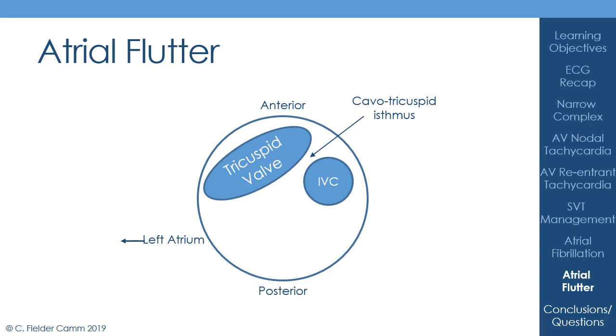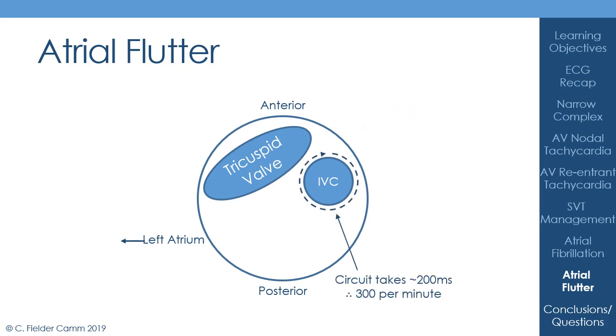And it importantly has to go through this area here, the cavo-tricuspid isthmus, which essentially is a very fancy way of saying the bit of tissue that separates the tricuspid valve from the inferior vena cava. And this is a narrow bit of tissue, and so the conduction is quite slow through it. And because it's slow enough, it allows time for the rest of the atria to repolarize. And so it allows this circuit to develop around the right atria. So we've got this circuit, and because of the cavo-tricuspid isthmus, the circuit takes about 200 milliseconds to complete. And because it takes 200 milliseconds, that means there's about 300 circuits a minute.